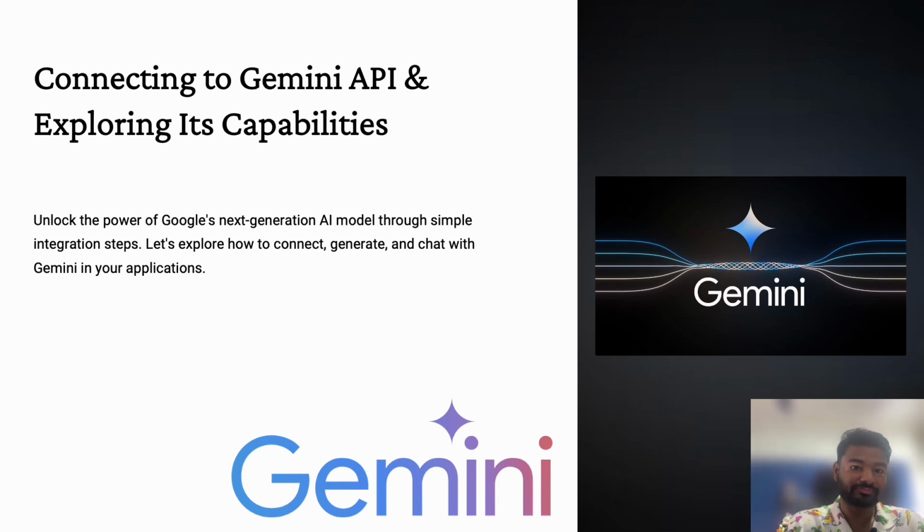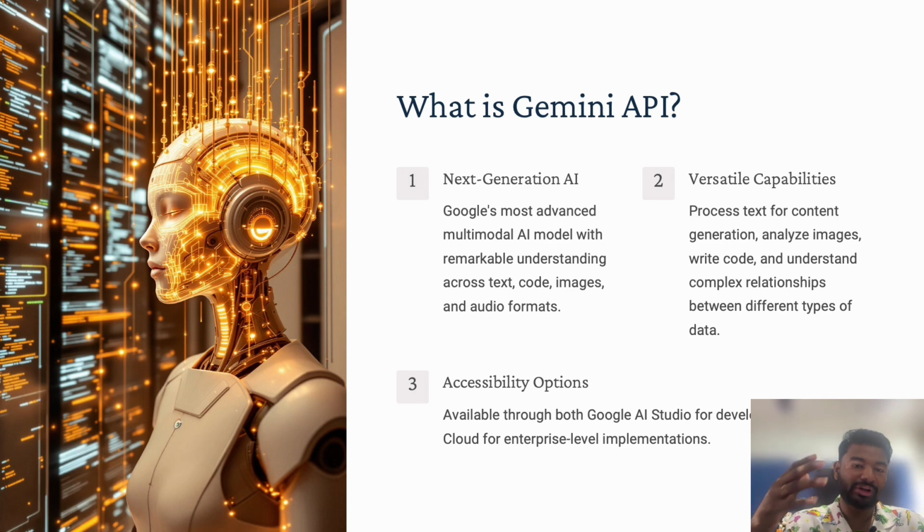Let's go ahead. For people who don't know what Gemini is, Gemini is something similar to ChatGPT, but it is developed by Google. It is also a next generation AI model, with versatile capabilities and a lot of accessibility options. The only thing is that to access it, you have to use Google AI Studio. So I will show you how to create a key, where we are going to go to that website and very quickly create our keys from there.